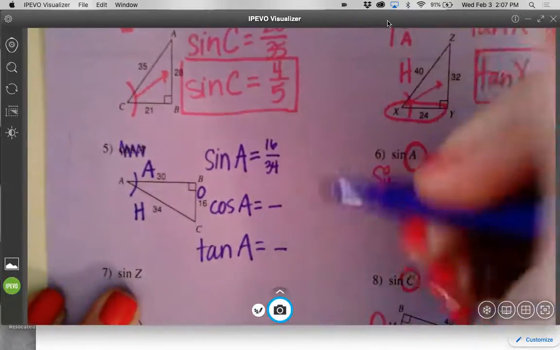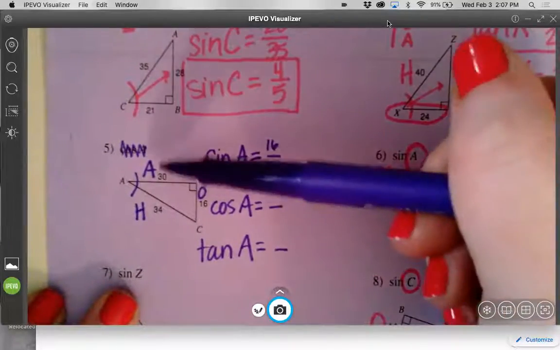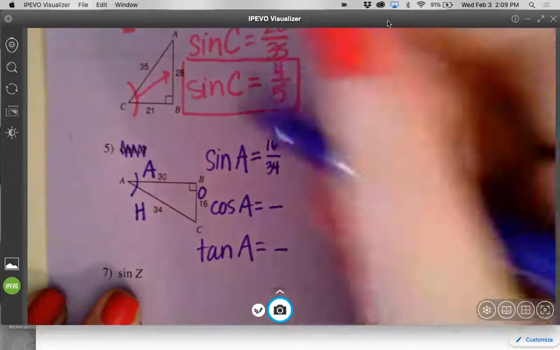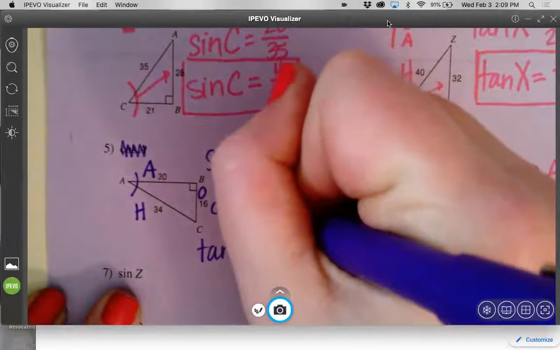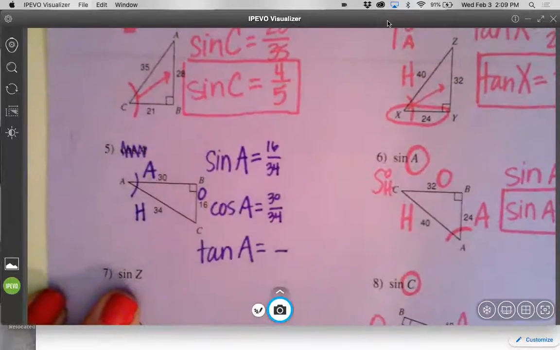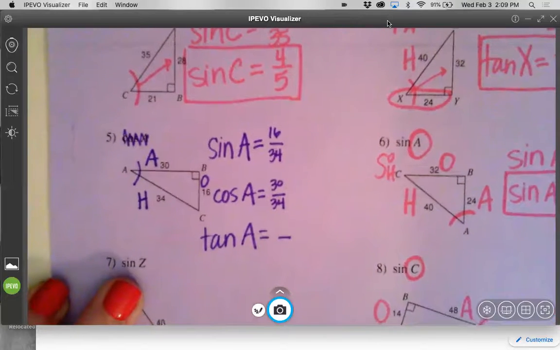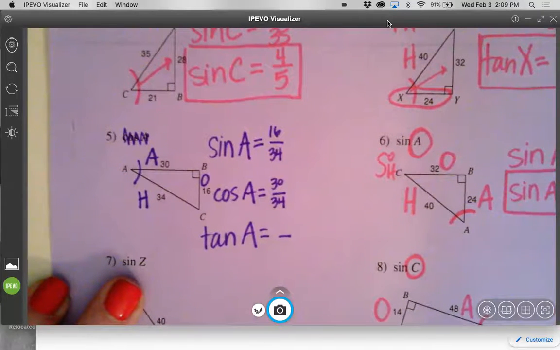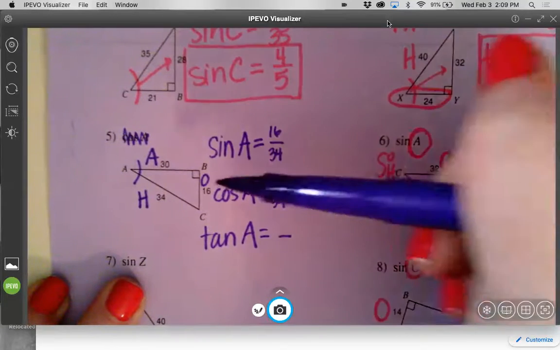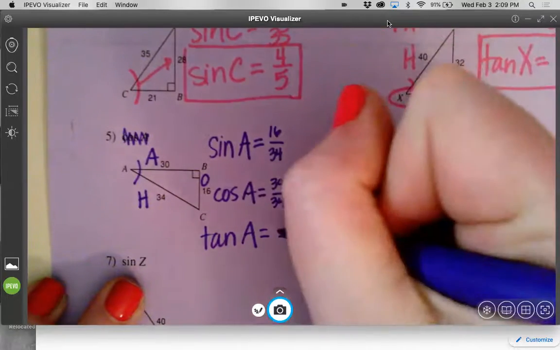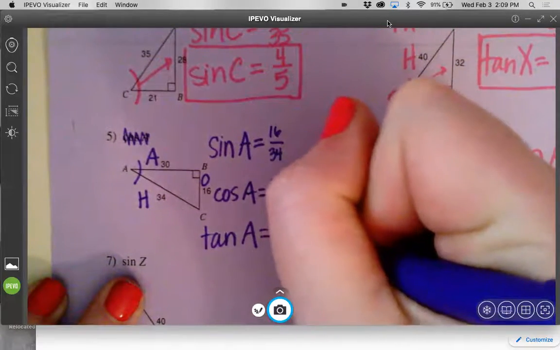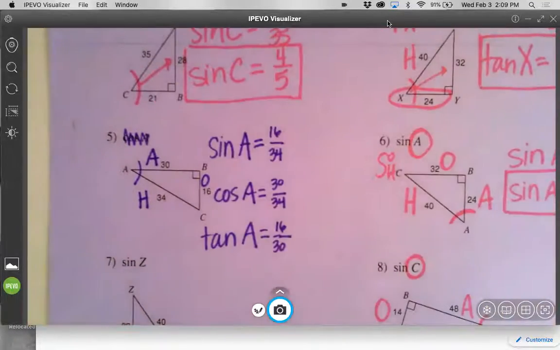CAH, A over H. A is labeled 30. H is 34. So 30 over 34. Not going to simplify because I want to keep that room. And tangent. Tangent is TOA, O over A. The O is 16. The A is 30. So 16 over 30. And once again, not going to simplify because I want the room over there instead.